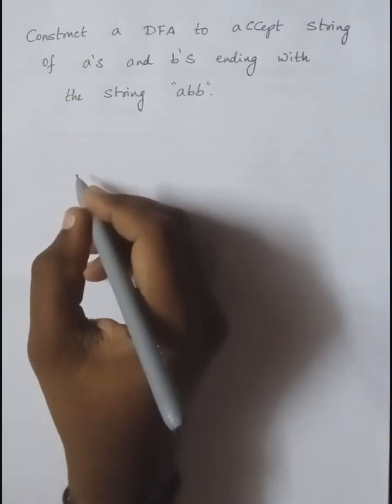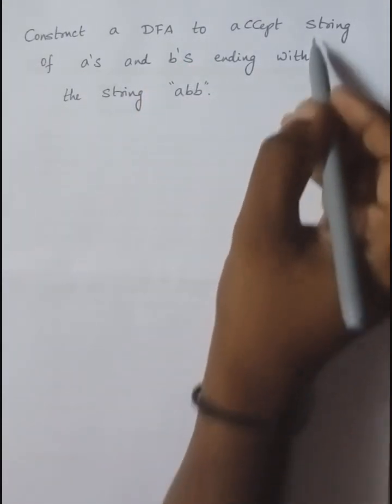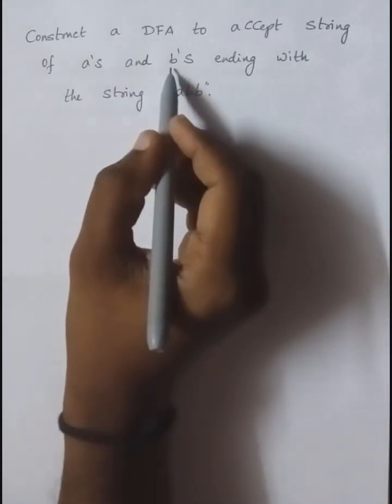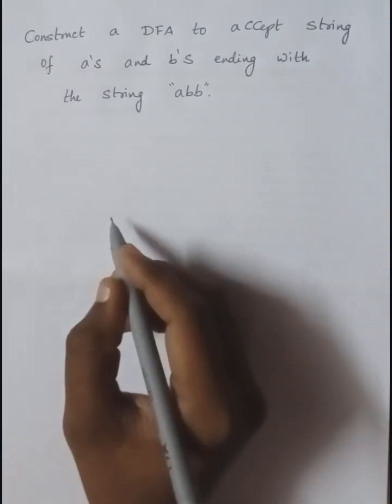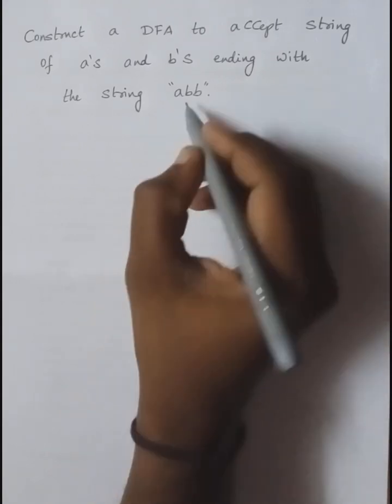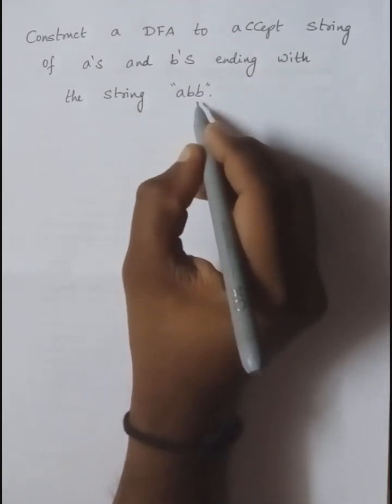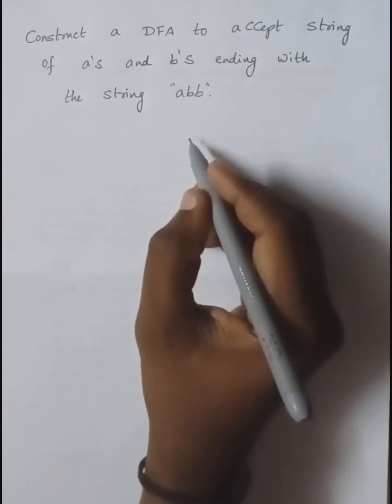Hello everyone. Today we are going to see a new DFA problem to accept a string of A's and B's ending with the string ABB. Means our machine should accept any number of A and any number of B, but in the end part it should accept A, B, B and go to the final state or stop the machine. So we'll quickly see how to solve this one.